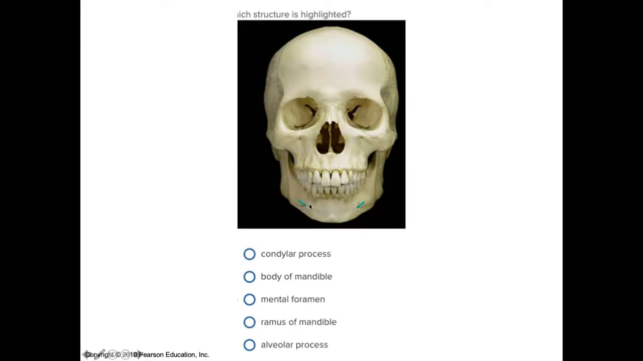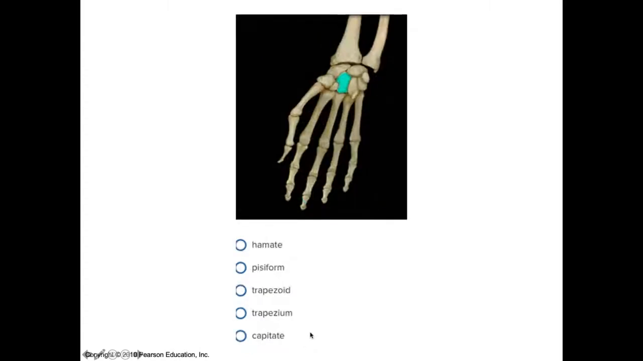The mandible has these two holes. Anytime you see a hole, it's called a foramen. That's a foramen. So any of these have the word foramen in it? Mental foramen. These are called the mental foramen. The ramus of the mandible, that's over here on the side. The condylar process, you can't even see it, but the condyle is the part of the mandible that makes up the temporomandibular joint. Okay. And the alveolar process, that's where the teeth enter the jaw, whether it's the top or the bottom. That's the alveolar process.